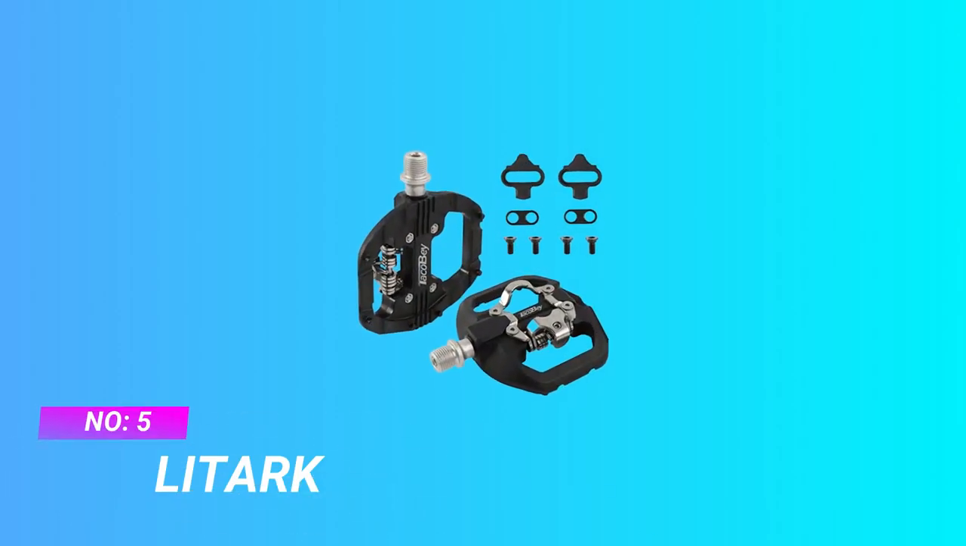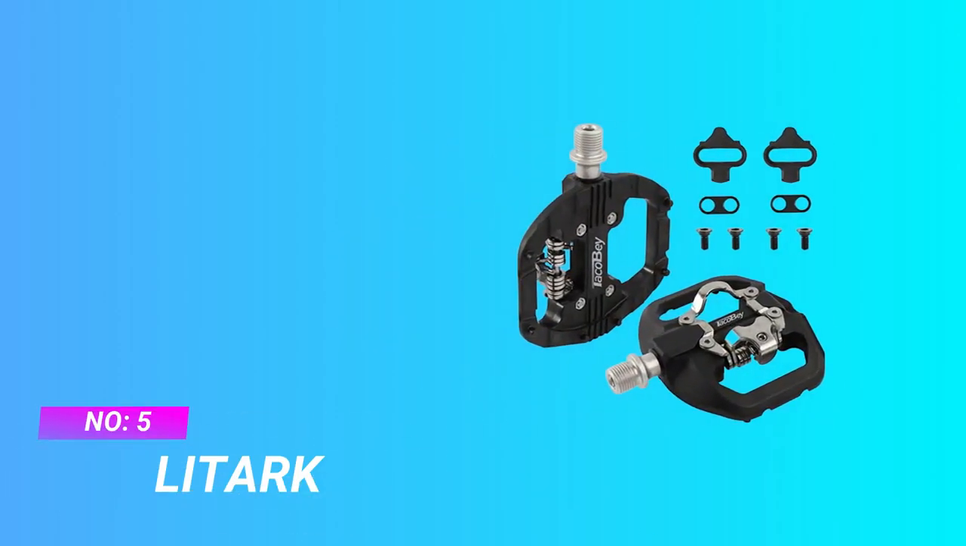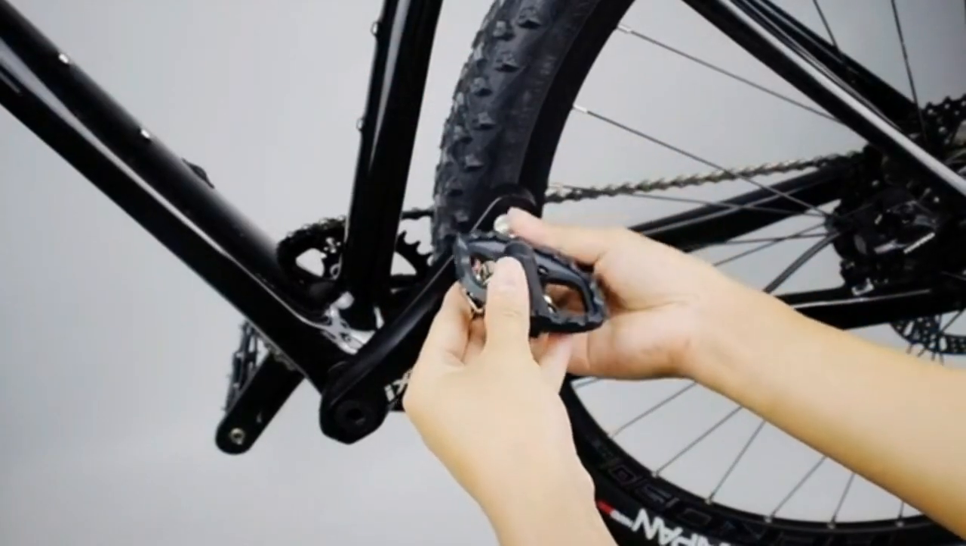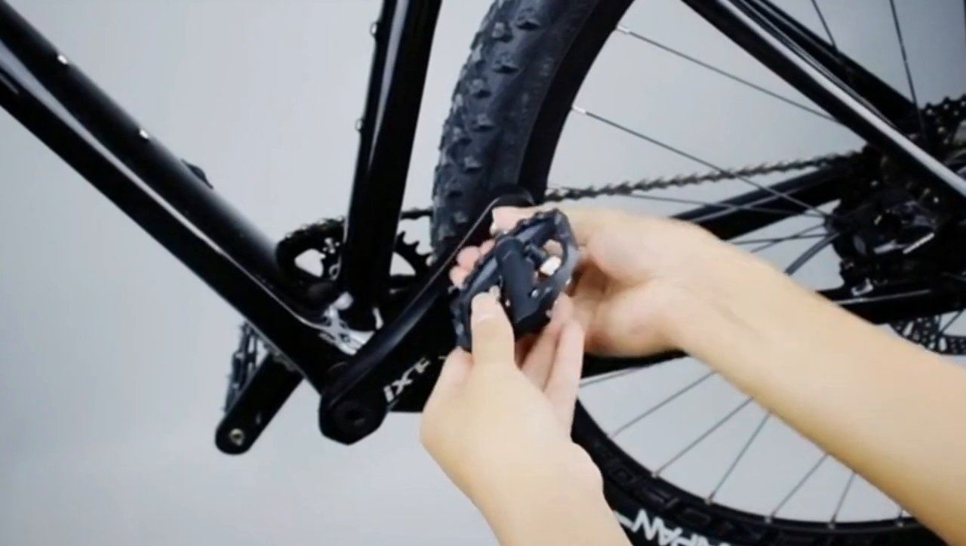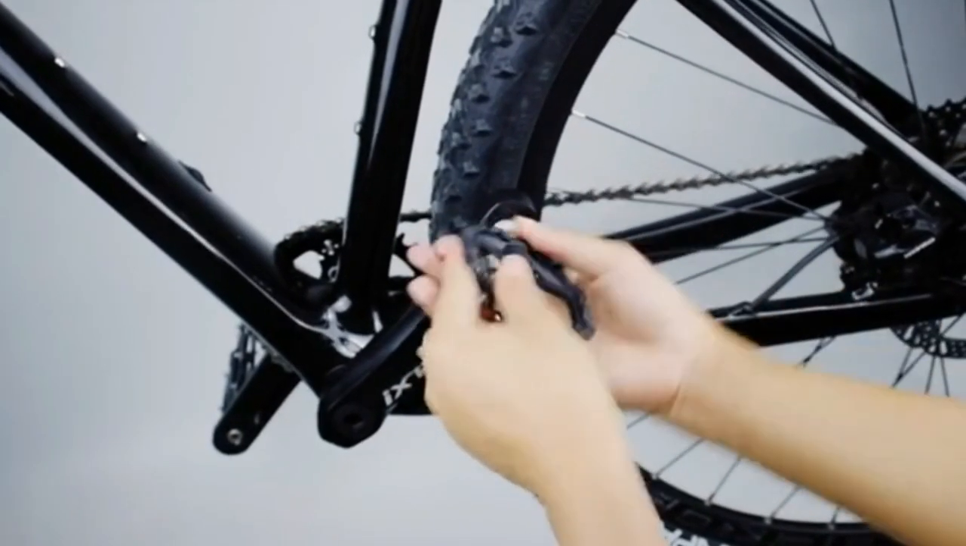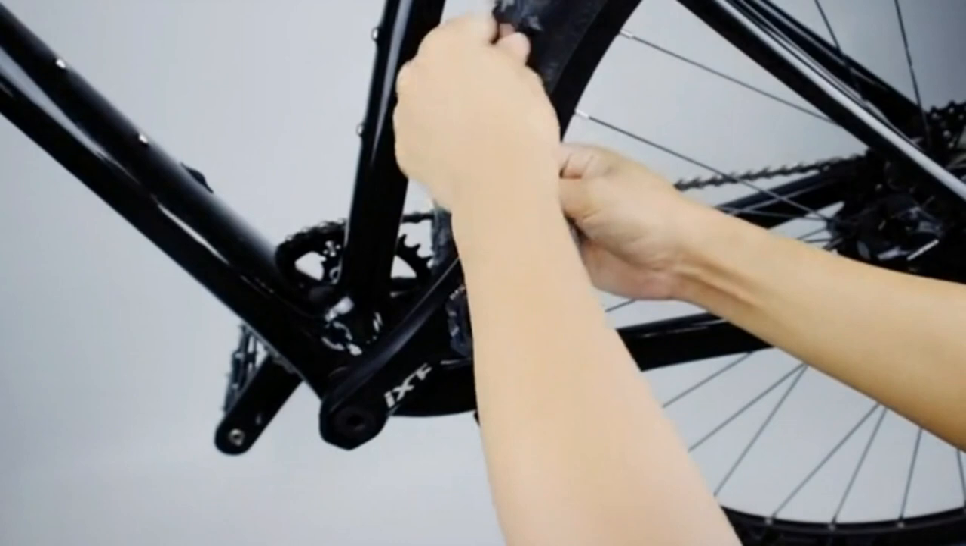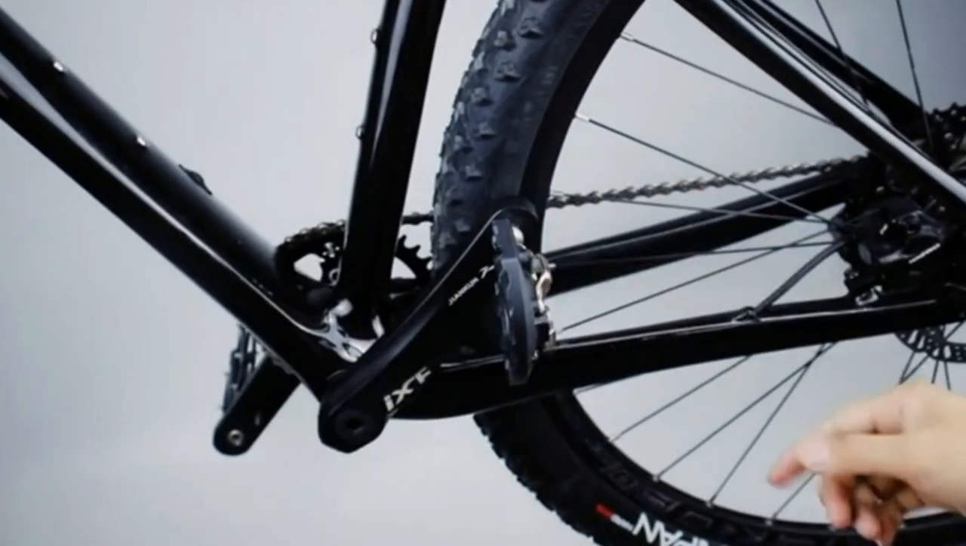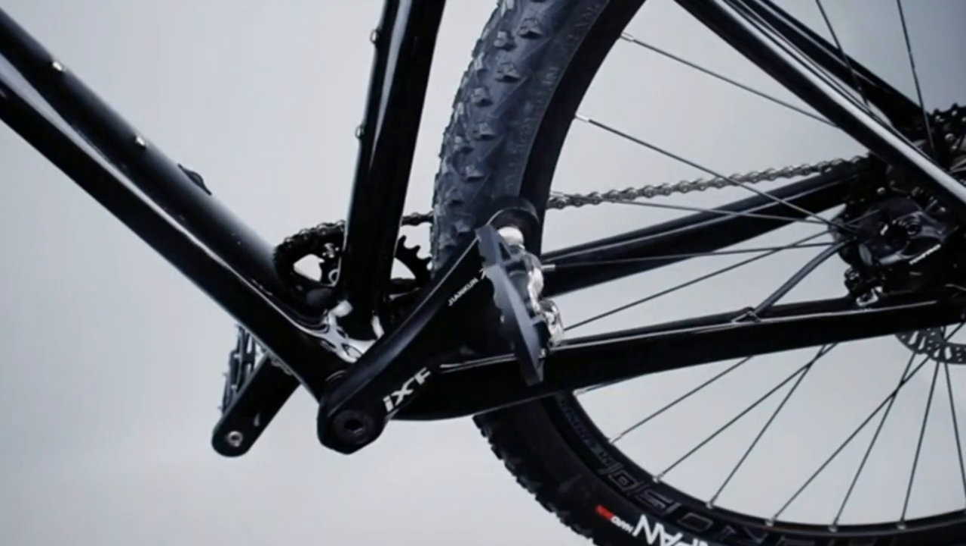Number 5, Litter, SPD dual platform pedal. Dual platform pedals. Litter pedal is a double-sided bicycle pedal. One side has a traditional platform for use with regular shoes, and the other is an SPD step-in designed for use with SPD cycling shoes. SPD S851 cleats are included.